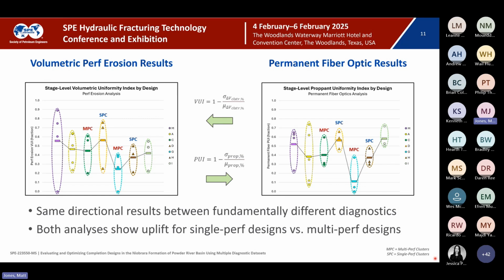Now, what this means for us as an operator is that we would make the same decision or interpretation of the data with each of these diagnostic tools independently. The benefit of acoustic perf imaging is it's a fraction of the cost relative to permanent fiber optics.